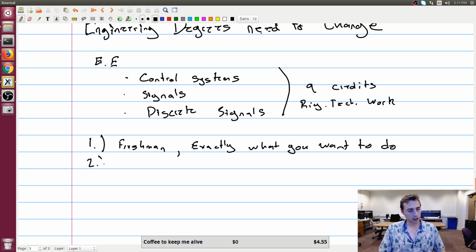Let's take scenario 2. We have a freshman. This is really only relevant if you're a freshman or you're coming in without much experience. So you're a freshman and you swap concentrations.